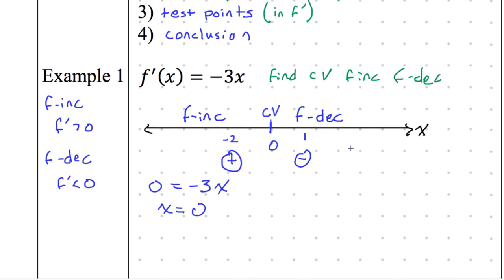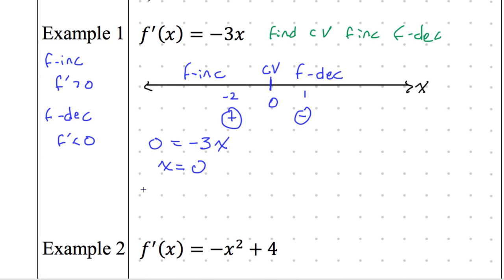Now we need to actually answer the question that I forgot to actually ask, which is, where are the critical values? And where were they? 0. Where x was equal to 0, right? Wait, that's just the definition.